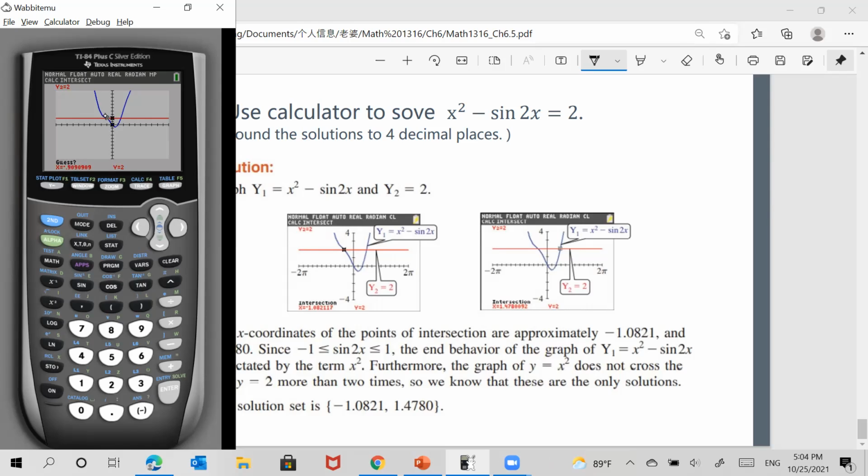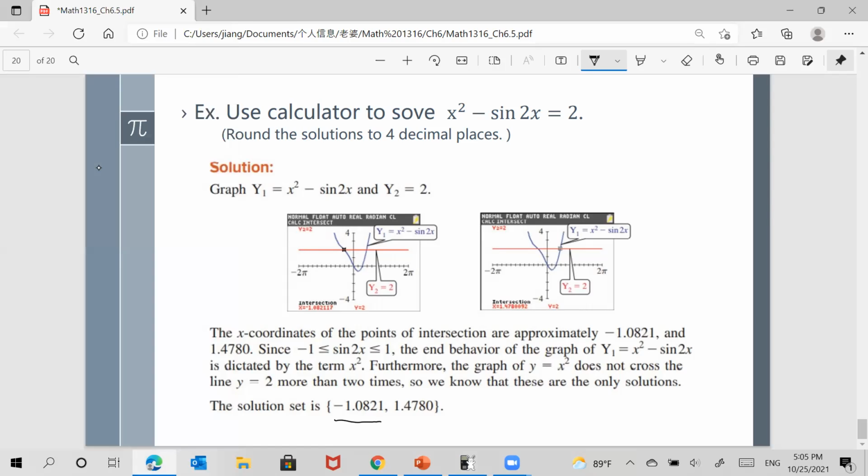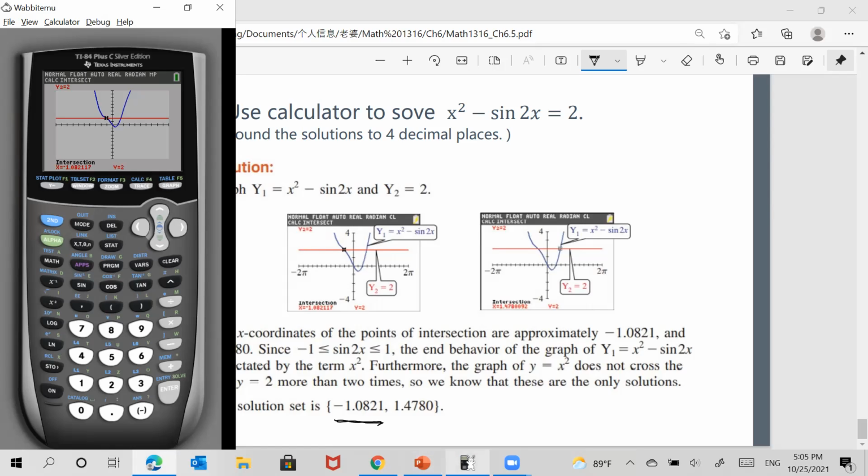but this is not your accurate answer, just a guess for you, because I guess the first intersect is here. So I click enter. The calculator will provide you an accurate one. That is negative 1.082117. So the intersection is here. So you can list the first x value here and round the solutions to 4 decimals. It rounds to 4 decimals.